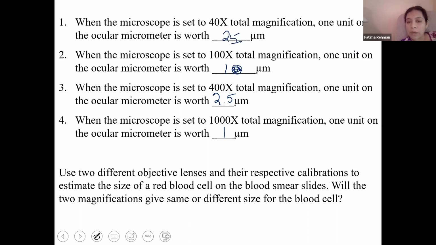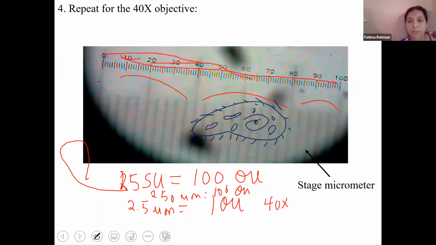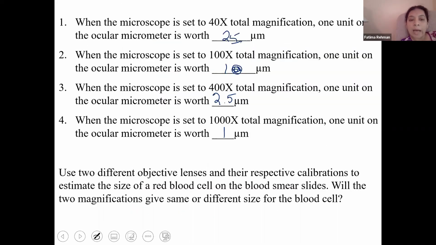Now, just like we talked about with this imaginary cell, if I have two different objective lenses and their respective calibrations, and I measure the same exact blood cell, looking at it under two different magnifications and calculating its size, is it going to give me the same size or a different size? These are all good quiz questions, by the way. Same size. Good job.